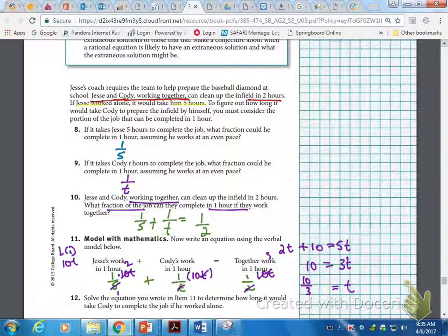10/3 or 3 1/3. So if we interpret that, 3 1/3 is how many what? 3 1/3 hours. Okay. And what was T? T was actually for who? Cody. T was for Cody, right? Okay, so I want you to turn the page.